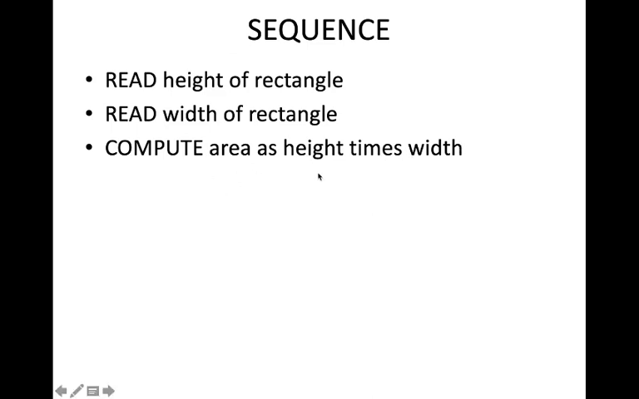So when you write a sequence operation, you can write like this: read height, read width of a rectangle, then compute area as height times width. It is better to write like this rather than writing area equal to height into width. You should not follow that. When you write pseudocode, you should write in plain English: compute area as height times width.